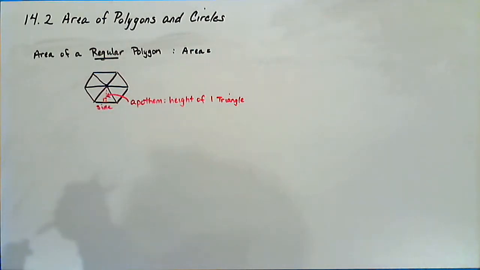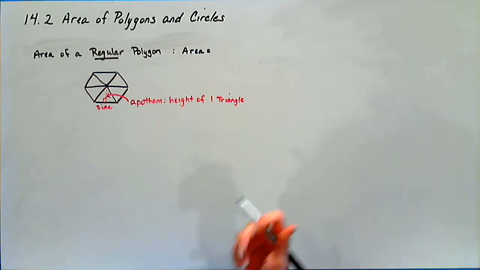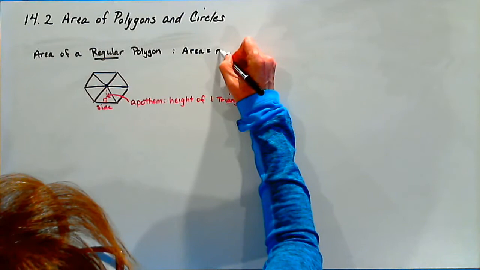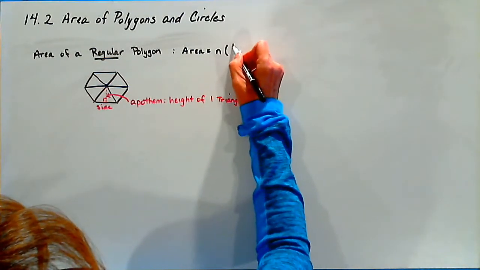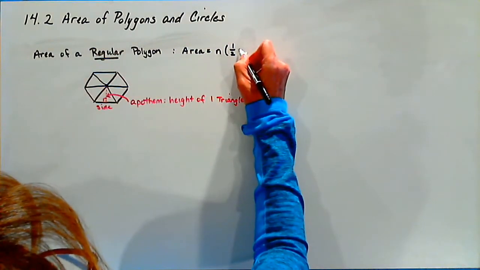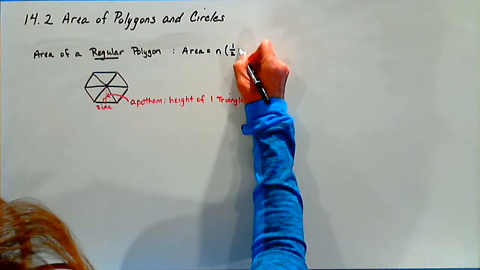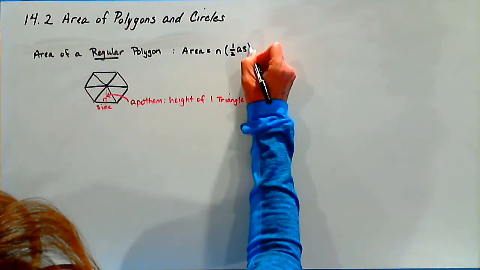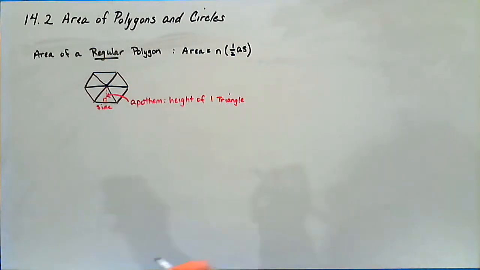Okay, so the area, think of it again as a bunch of triangles. So we could think of it as the number of triangles that we have, 1/2 base times height. So 1/2, the base we're calling a side, and the height we're calling the apothem. But it's still 1/2 base times height times however many of them we have.